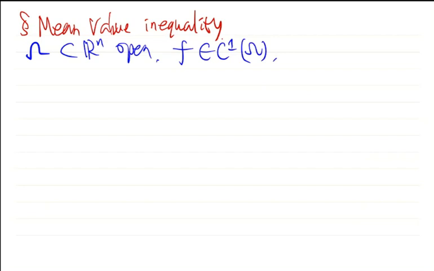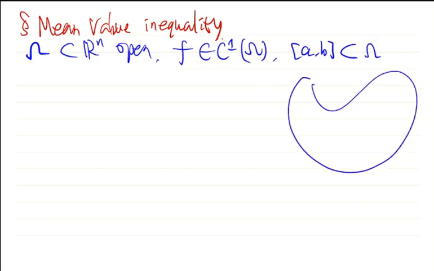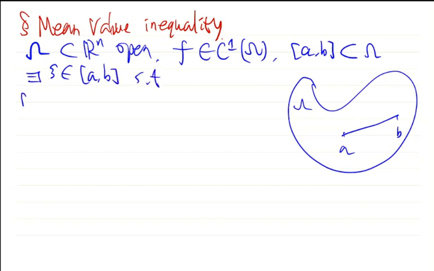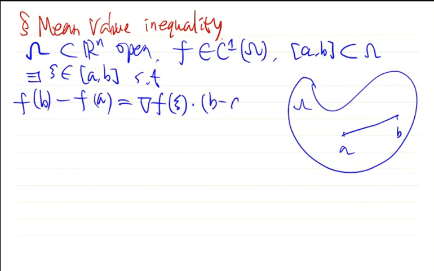in omega, and a segment AB lies in omega. Then we have the mean value theorem. By the mean value theorem, there exists a c in the segment AB such that f(b) minus f(a) is the gradient of f at c, inner product with b minus a.